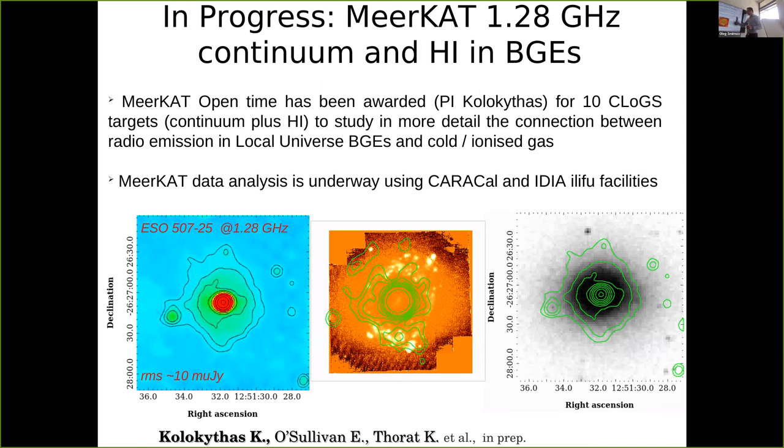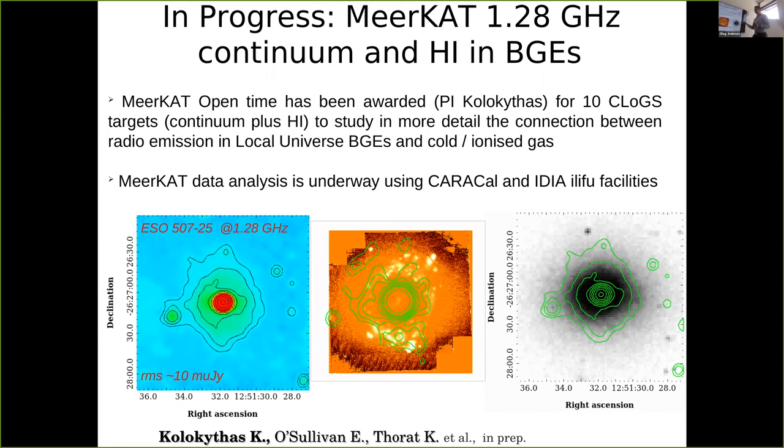And here in the middle, long story short, you can see the H-alpha image in yellow, which is superposed by the 235 megahertz radio emission from the GMRT. On the left, you can see, and this is a very new result, the radio emission at 1.28 gigahertz from MeerKAT data with an RMS of 10 microjanskys.